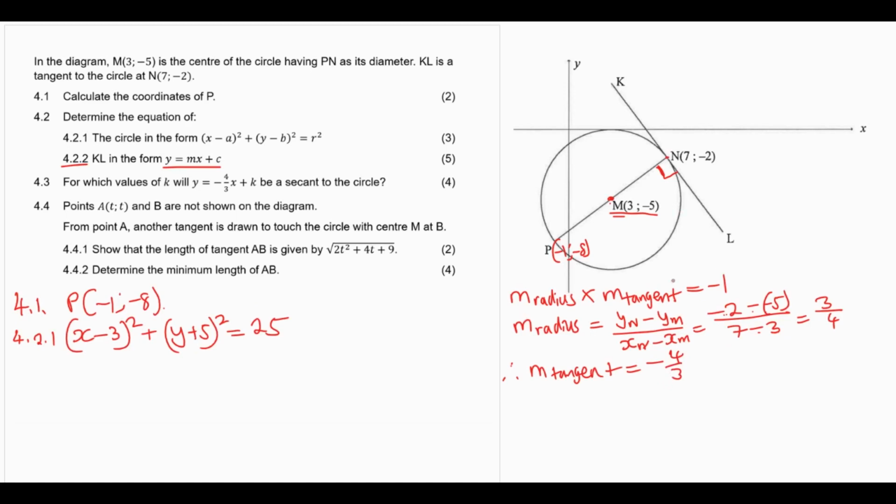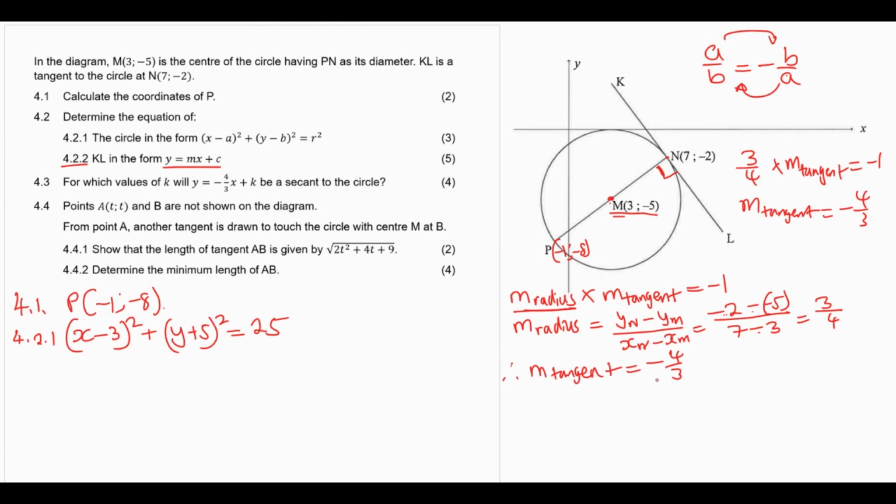Right, you can do this. You can substitute your gradient of radius here and say 3 over 4 times gradient of tangent is equal to -1. You divide by 3 over 4 on both sides of the equation. You'll get that m tangent is equal to -4 over 3. Okay, which is this. Just know that the negative reciprocals of each other, if you have A over B, the negative reciprocal of A over B is what? -B over A. Or the negative reciprocal of -B over A is A over B. So you can move from this to this, or also move from that to that.